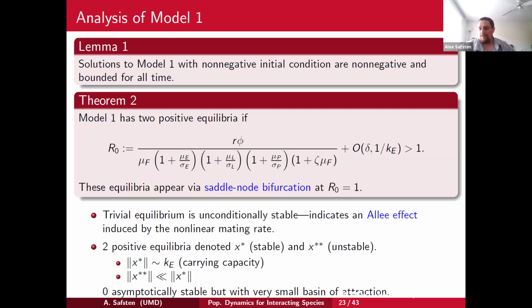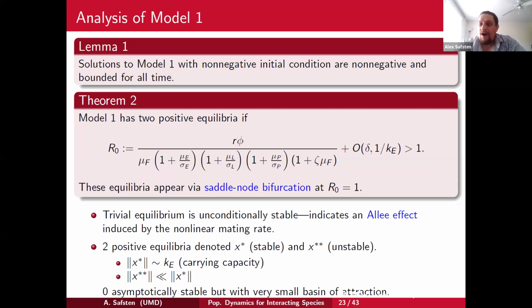As R naught is bigger than 1, the population can reproduce fast enough to sustain itself. This problem, however, has a saddle node bifurcation, which indicates that there are actually two non-trivial equilibria and an Allee effect. This is induced by the mating term. So this is a mate limitation Allee effect, where if there's not very many mosquitoes, the males and the females cannot find each other fast enough to reproduce. They will die before they can find each other.